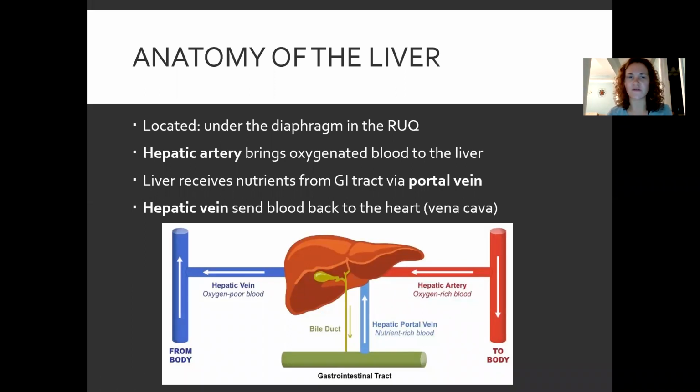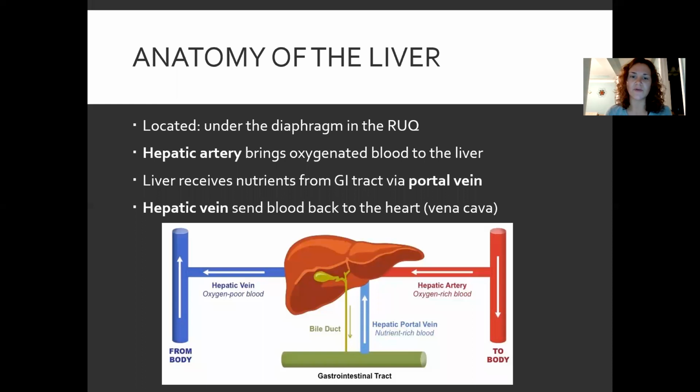So first of all, it's located under the diaphragm in the right upper quadrant. We've seen that in previous chapters, and it does go quite a bit higher than you would think, up to like the 6th or 7th intercostal space. So it goes up pretty high into the right side of the lung space.